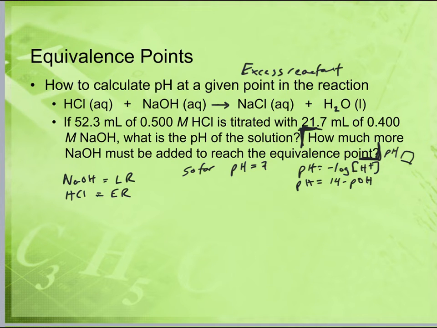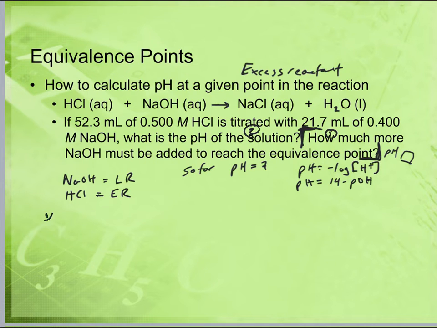Okay, we can actually solve this question first. Everything is a 1-to-1 ratio, so we can solve that question first with MAVA equals MBVB, and then we'll figure out what the pH of the solution is. All right, so we're going to solve this question first, and then this question second.